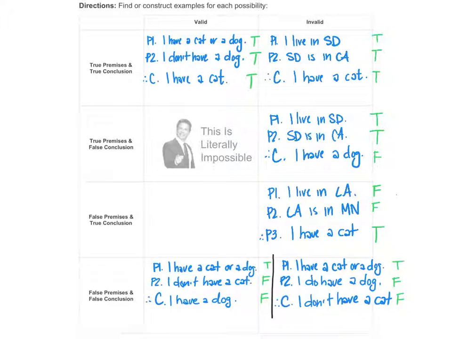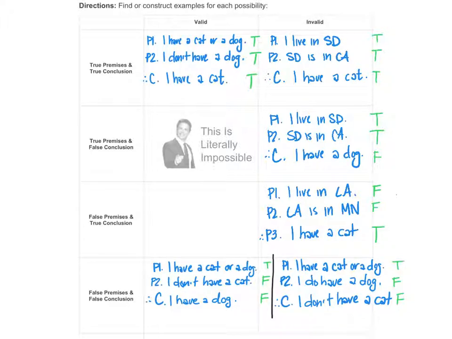Imagine that that's true. So is it possible that both of those things could be true, and yet I don't have a cat? Well, I can certainly imagine me living in LA, Minnesota with no cats. That's a logically possible scenario, and that would be a scenario in which both premises are true and the conclusion is false, which proves that this is an invalid argument. It's an invalid argument that just so happens to have two false premises and a true conclusion.